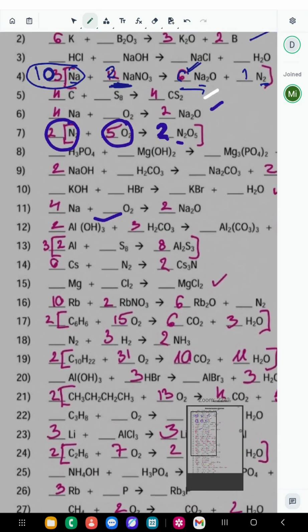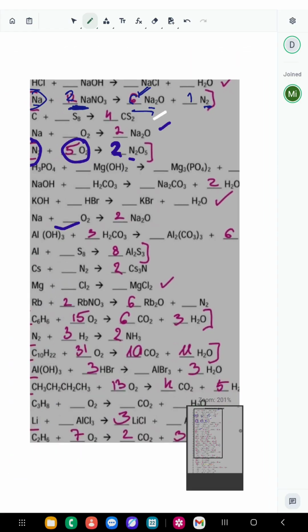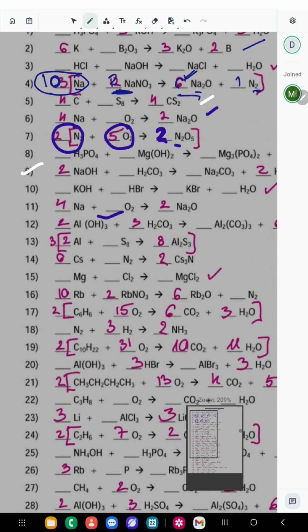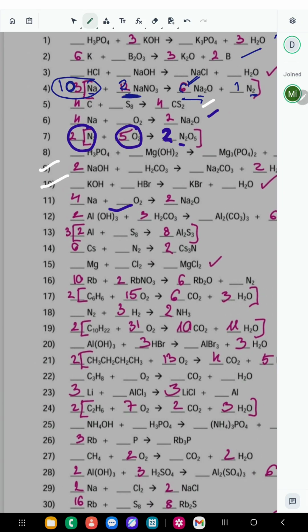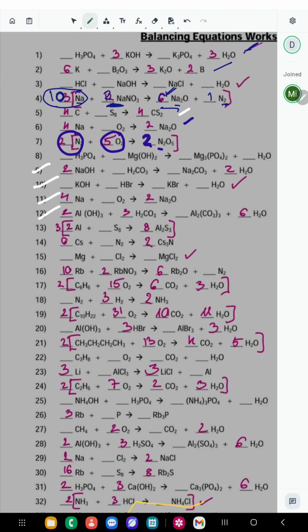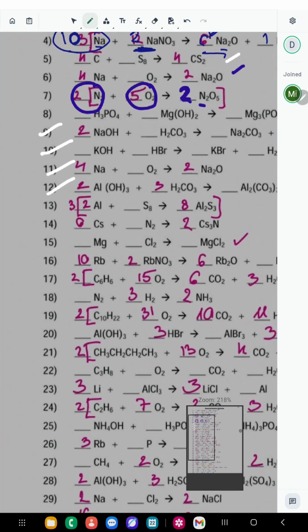Okay, number 9, 2NaOH. Okay, that one is correct. Then number 10, it's already balanced. And number 11, 4, 2. Okay, this one is correct. Number 12, 2, 3, 1, 6. Okay, this one is correct. Number 13. Okay, number 13, there's something wrong.